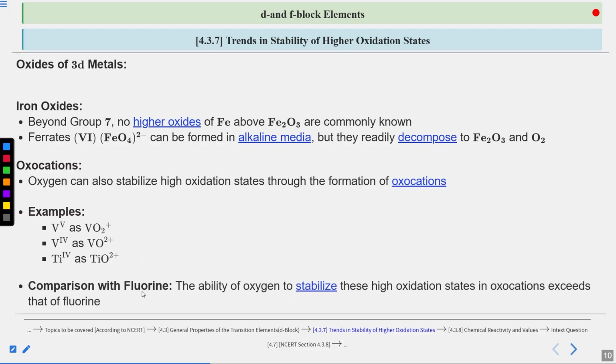Comparison with fluorine. Now, if you compare with fluorine, the ability of oxygen to stabilize these high oxidation states in oxocations exceeds that of fluorine. If you compare with the stability of fluorides formed with the 3D metals, the ability of oxygen to stabilize higher oxidation states through the formation of oxocations exceeds that of fluorine.